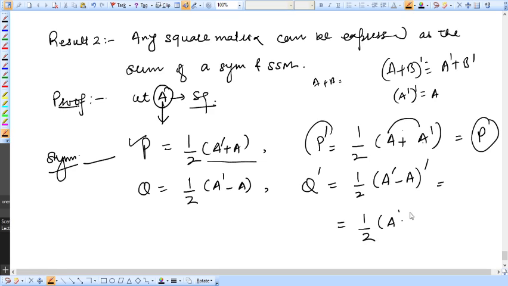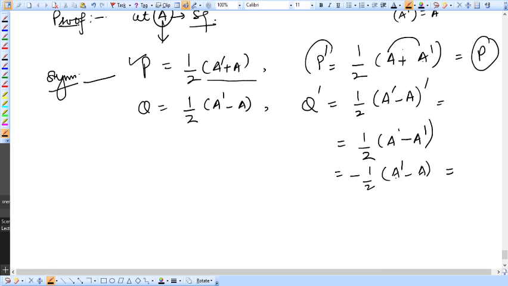Minus A. So taking this minus outside, you will be having minus half of A minus A transpose, which is equal to minus Q. Therefore Q transpose is equal to minus Q, this matrix is Q.